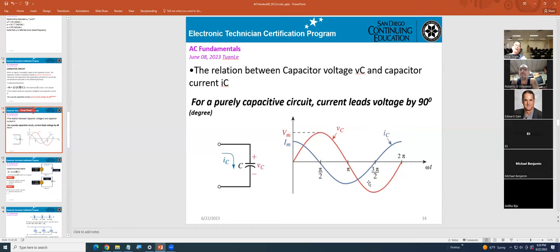So when we look at this display, how do we know IC leads VC by 90 degrees? I will tell you. This is the current, the blue one. It goes first by 90 degrees. You see that pi over 2 is equivalent to 90 degrees. Pi in here equals 180 degrees, 3 pi over 2 is 270 degrees, and 2 pi is 360 degrees. So the current goes before the voltage by 90 degrees. That's why we say the current leads the voltage by 90 degrees.